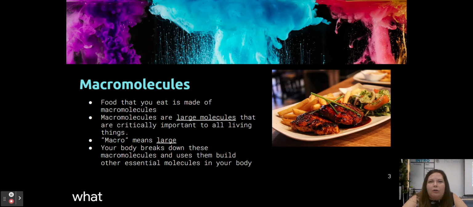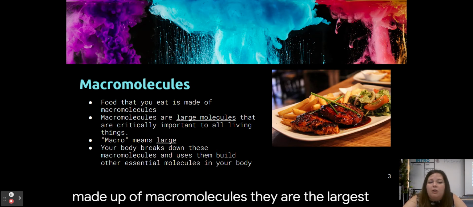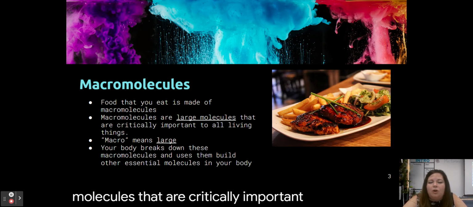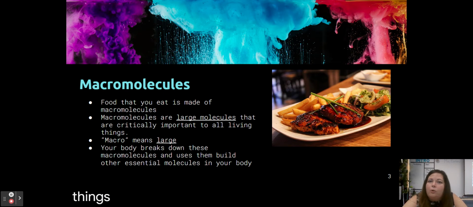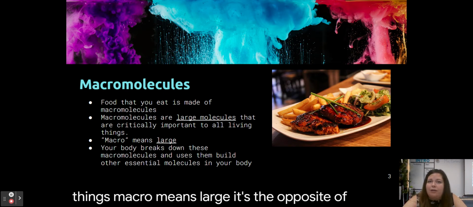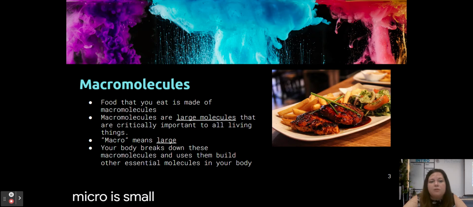All right, what are macromolecules? The food that you eat is made up of macromolecules. They are the large molecules that are critically important to all living things. Macro means large. It's the opposite of micro. Micro is small, macro is large.